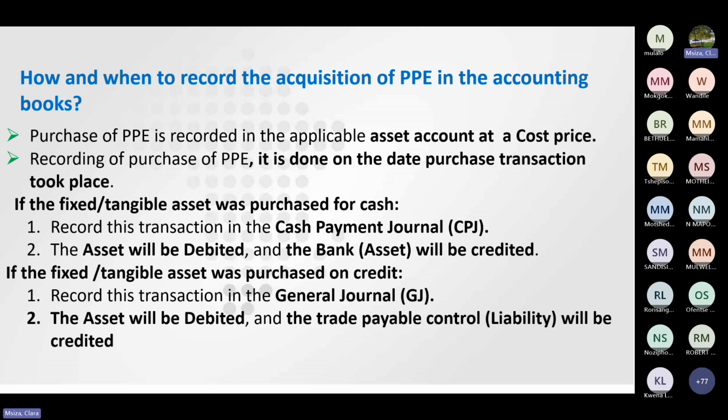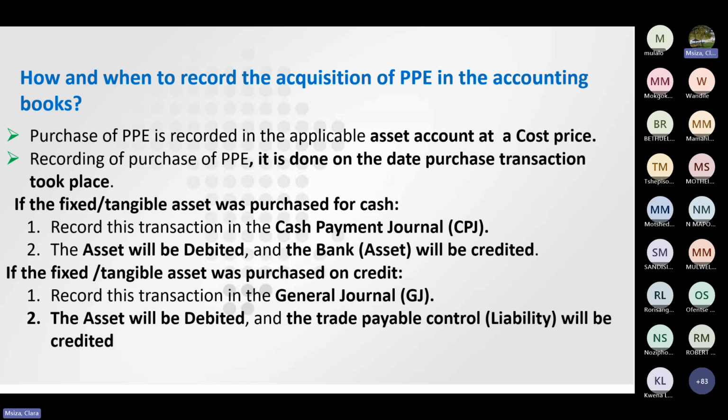If the fixed asset or tangible asset was purchased for cash, record these transactions in the cash payment journal. I hope you remember, anything that has to do with cash, you post it under the cash payment journal. The asset will be debited and the bank will be credited if you are buying in cash. So you need to remember your T accounts that we have discussed previously, to say on which side the asset increases and which side the asset decreases.